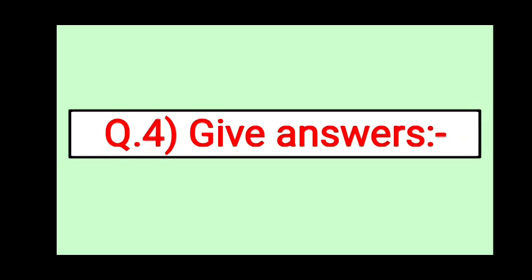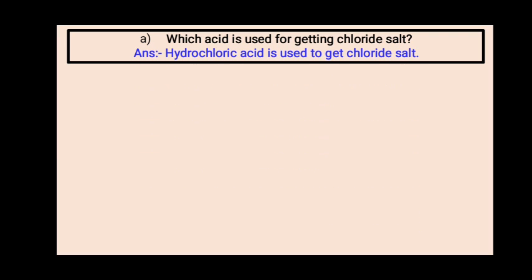Question 4. Give answers. In that first one, which acid is used for getting chloride salt? Now, which is that acid that is used to obtain chloride salt? The answer is hydrochloric acid. So, hydrochloric acid is used to get chloride salt. What is the formula for chloride salt? Which is the chloride salt? NaCl. So, hydrochloric acid is used to get chloride salt.